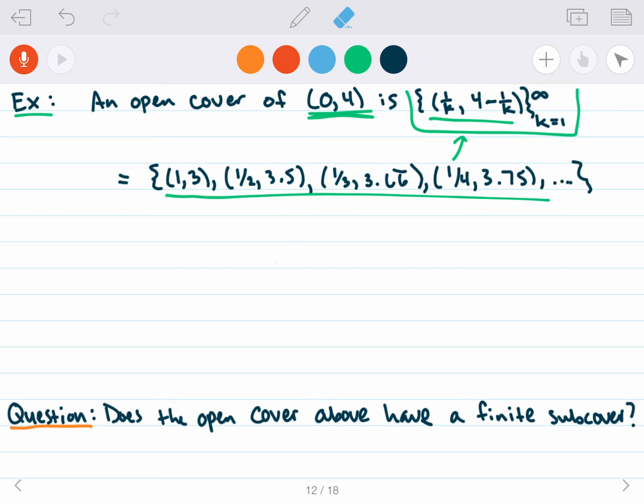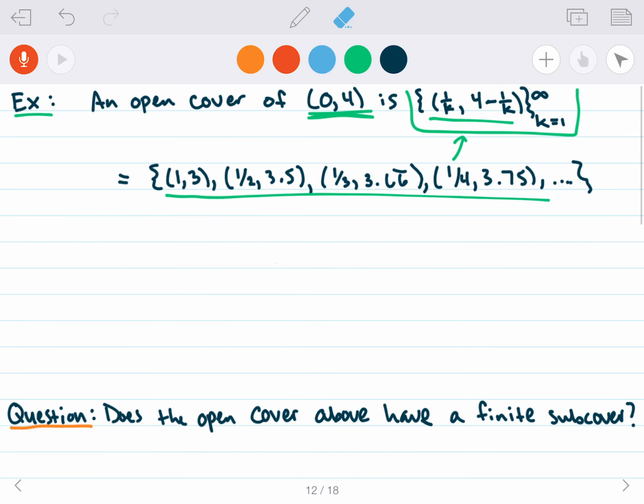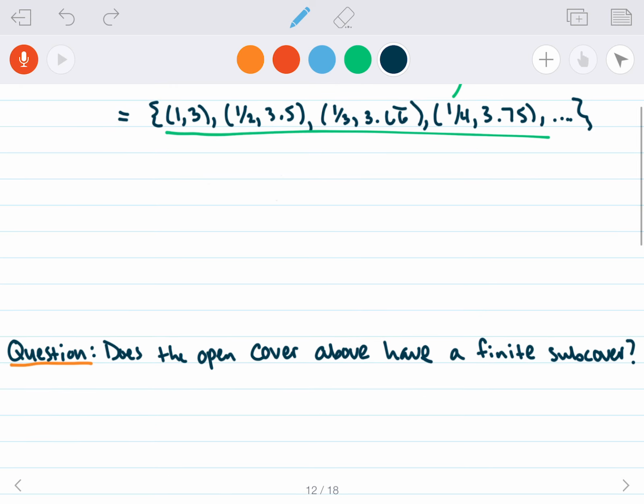And the question I have for you is, can we do like we did in this example, where we were given an open cover and we found a finite subcover? Can we do that here? And the answer is no.